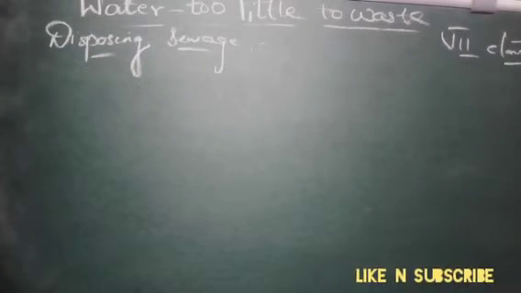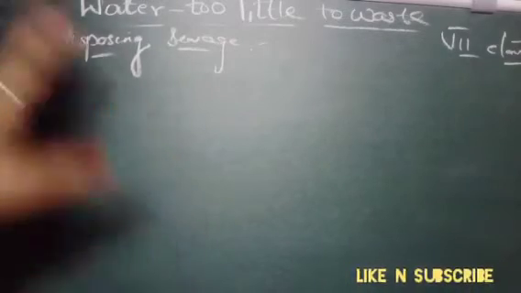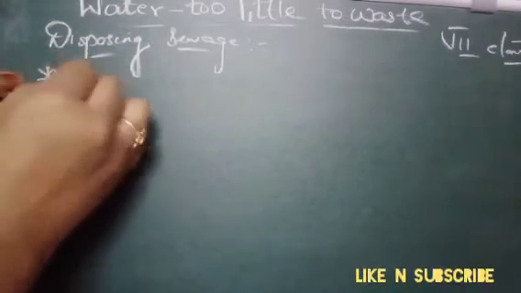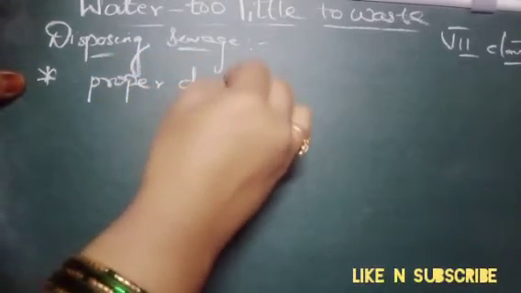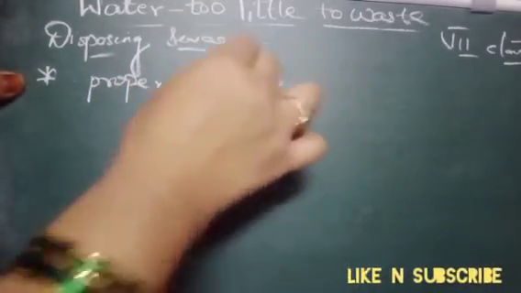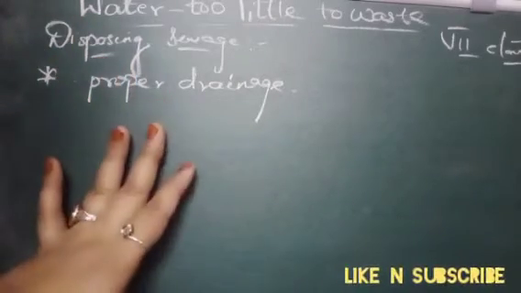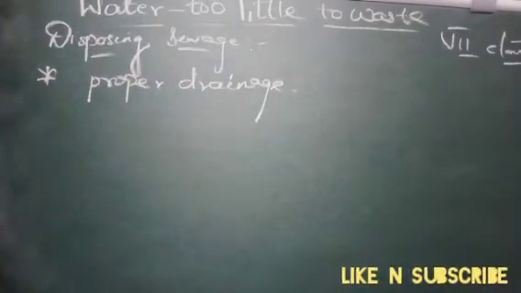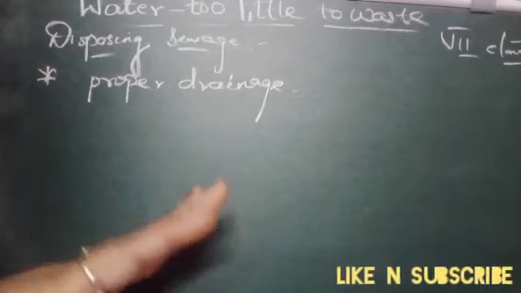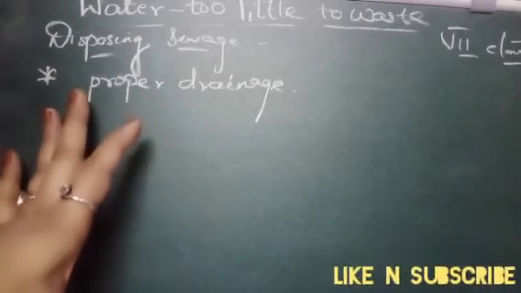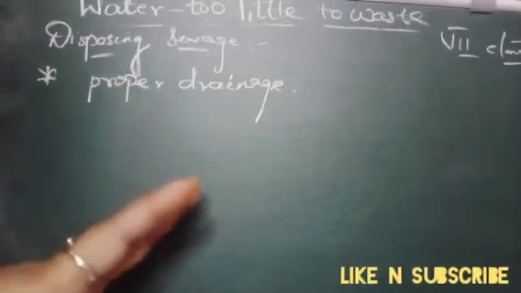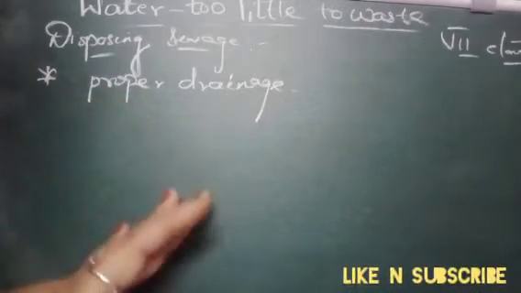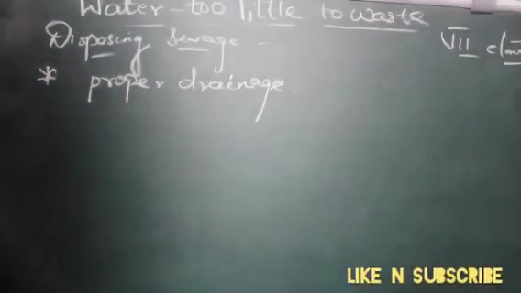To prevent this, we need a proper drainage system. If you have a proper drainage system, then you definitely won't have problems because of dirty flowing water. Then in some villages and towns, we see drainage canals on both sides of the streets to maintain the flow of wastewater.